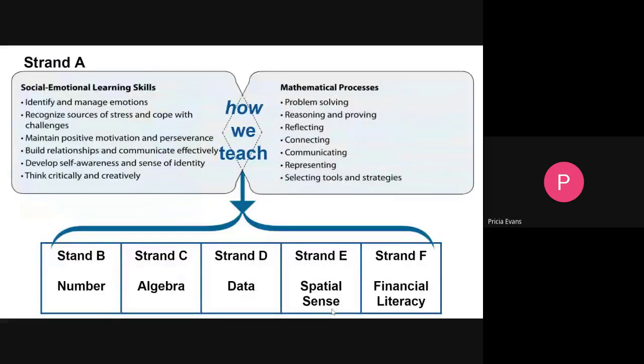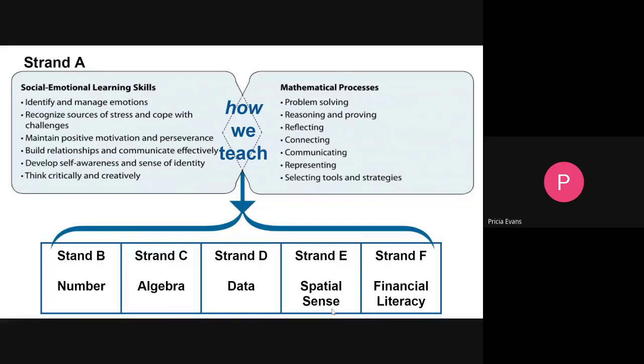The curriculum is divided into 6 strands. Strand A incorporates social emotional learning skills and the mathematical processes, kind of the how we teach. So the how we teach is also encompassing those high impact instructional practices that we just talked about. The other 5 strands tell us the specifics of what to teach.